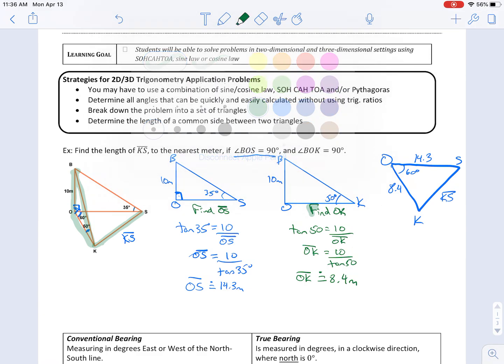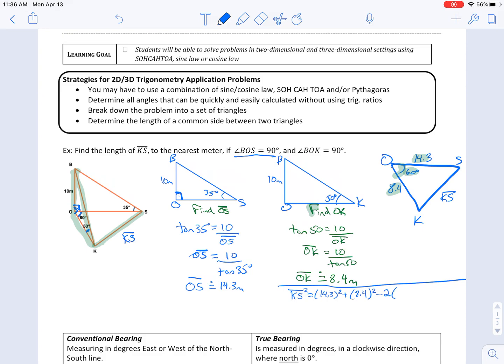If you recall, I now have a side, an angle, and a side, so this angle is contained between the two sides. So what I can use is the cosine law, and that's going to give me KS. I'm kind of running out of space, so I'm going to do it down here. So KS squared, if you remember, is equal to the other two sides squared added together.